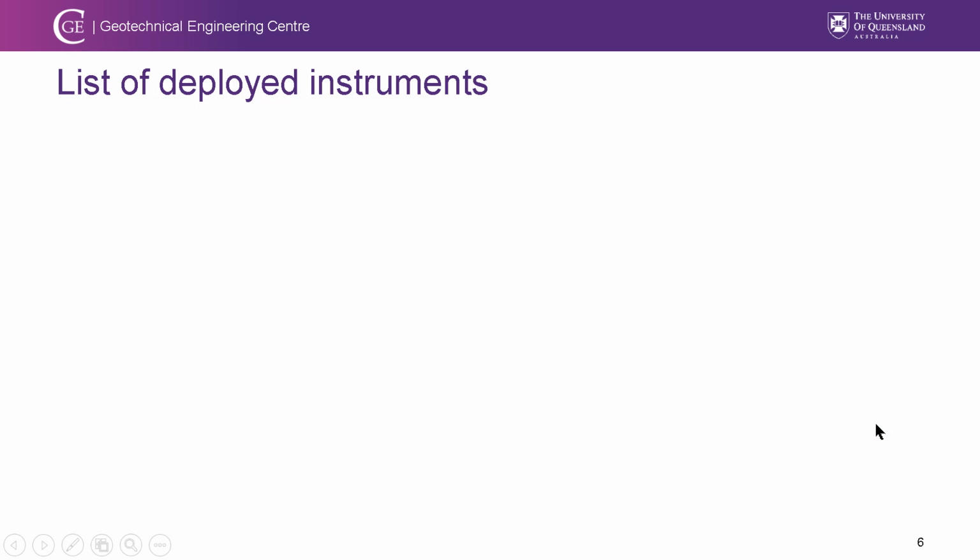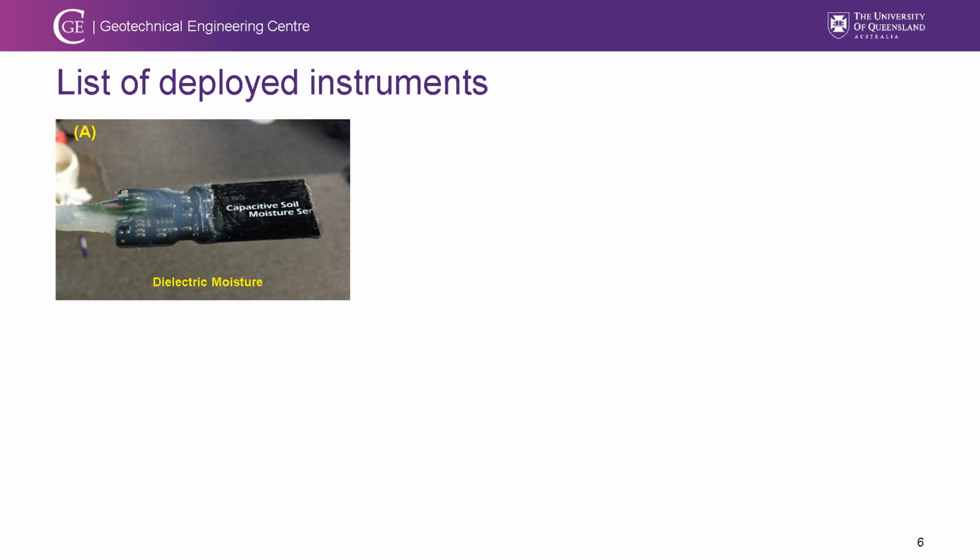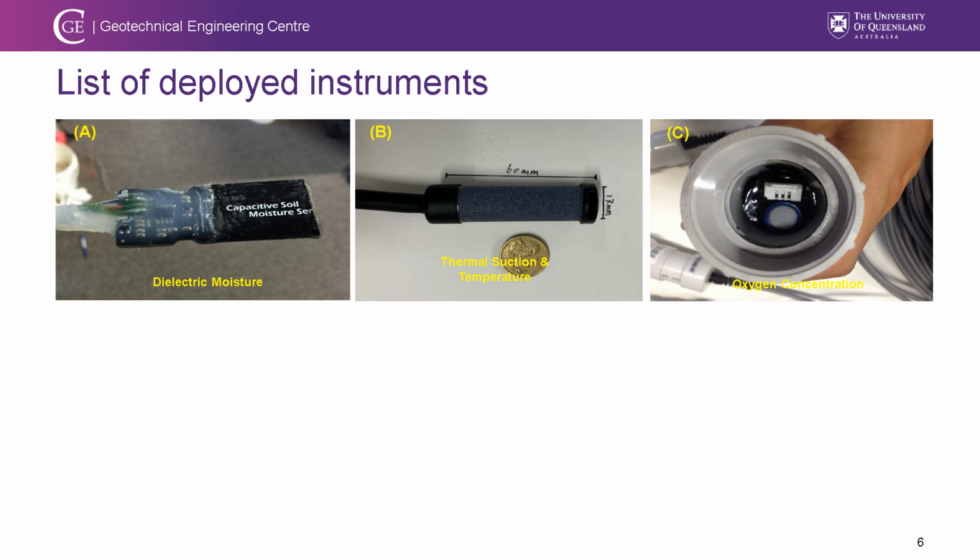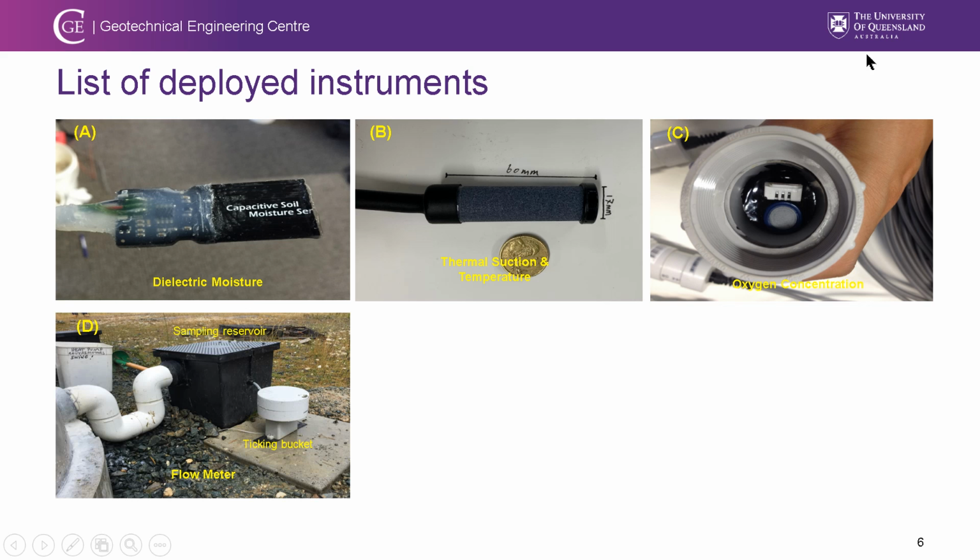So, as mentioned, the columns are instrumented heavily. At the Geotechnical Engineering Center, we are developing in-house instruments. Some of the instruments are commercially available, and some are designed by ourselves. The instruments that we deployed include the electrical moisture sensor, temperature sensor, suction sensor, thermal suction sensor, and oxygen concentration sensor. This sensor is relatively unique because it measures the oxygen concentration of the soil using an optical method, which is much better than the galvanic ones, which suffer from zero shifting.